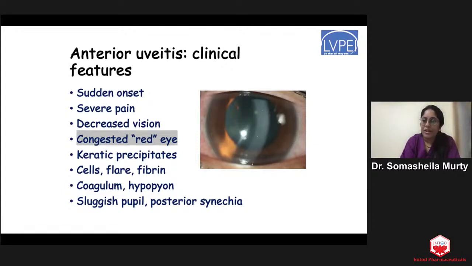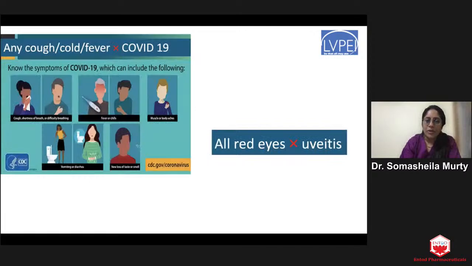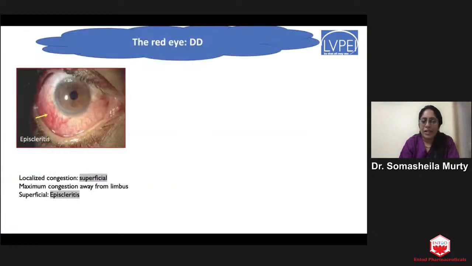So you can't miss a patient with established anterior uveitis, but you can miss a patient who comes in only with a mild red eye, or some other red eyes that you confuse with uveitis. Just like during COVID, any patient who had cough, cold, fever, we immediately thought of as COVID-19. But now that's not the case, right? So all red eyes, it's not necessary that it's going to be uveitis. So a little bit on the differential diagnosis of red eye.